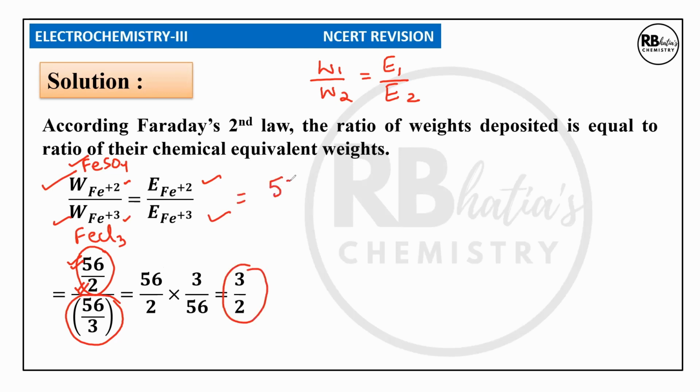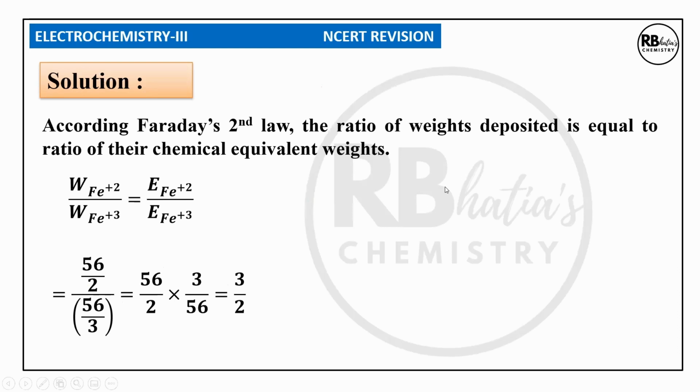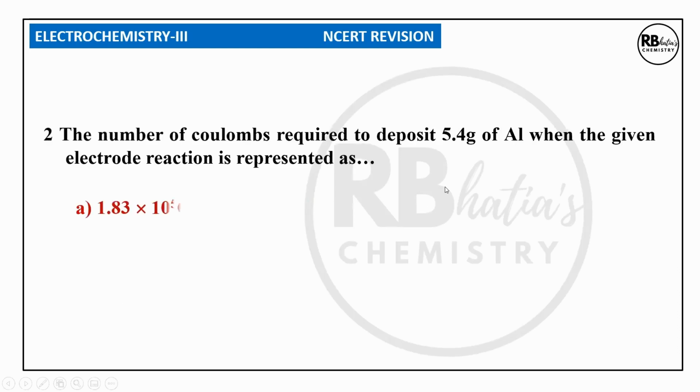Equivalent weight of ferrous is 56 by 2. Equivalent weight of ferric is 56 by 3. This cancels off. We are left with the ratio 3 by 2. Moving on to the next.